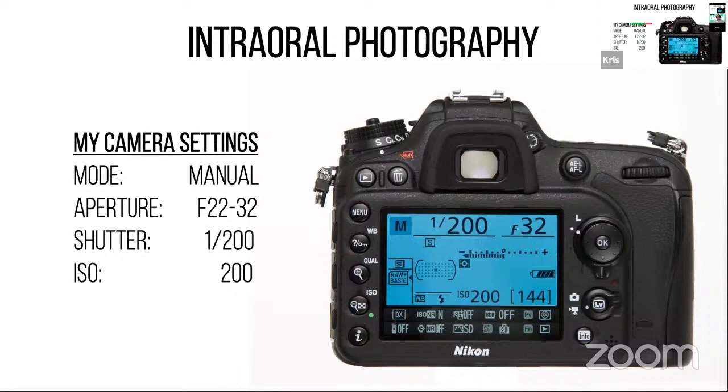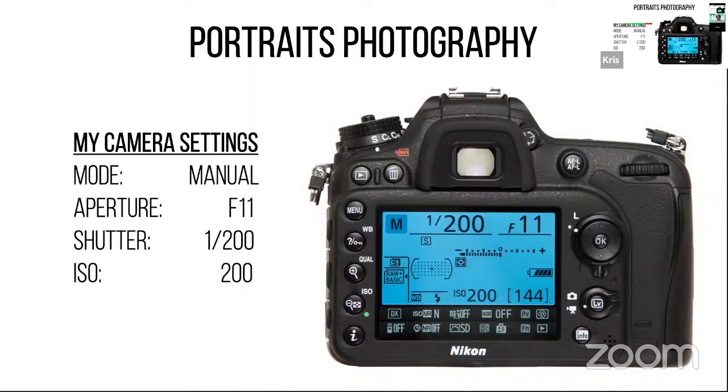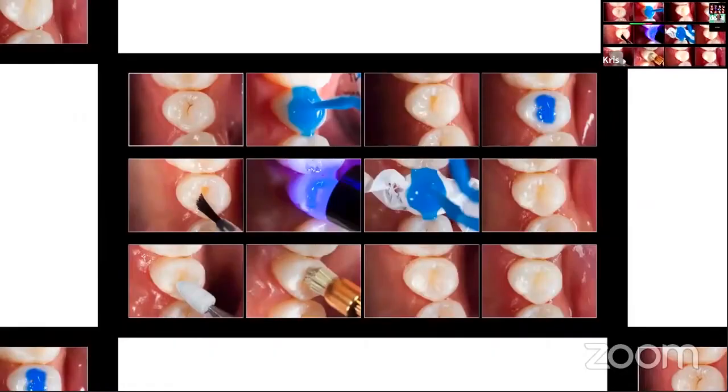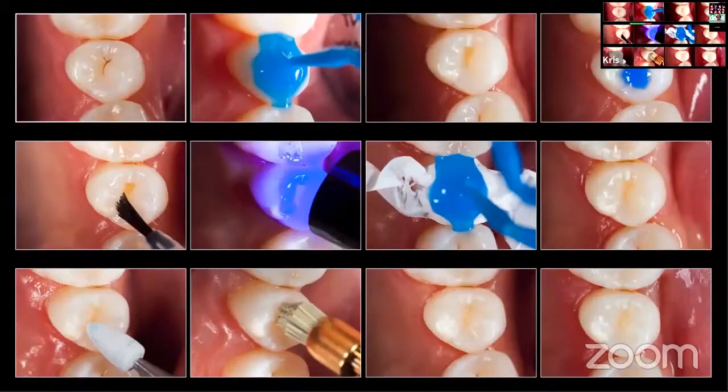So with the camera settings for intraoral photographs, you have the highest aperture number with the letter F in front. For portraits, you change only the aperture to f11. This aperture will allow you to take beautiful shots with a sharp face, starting from the nose, finishing to the ears.